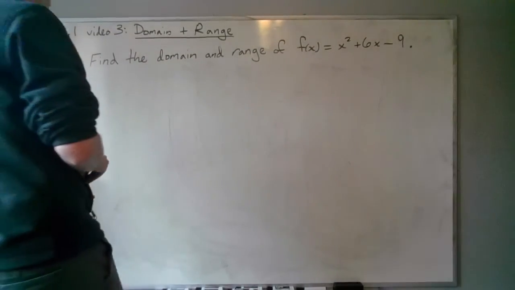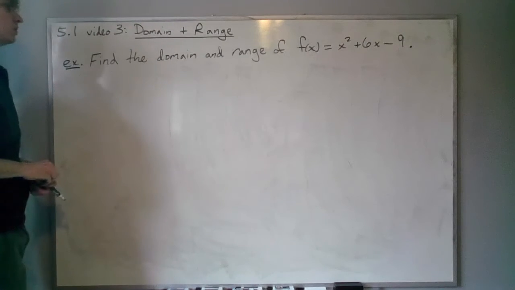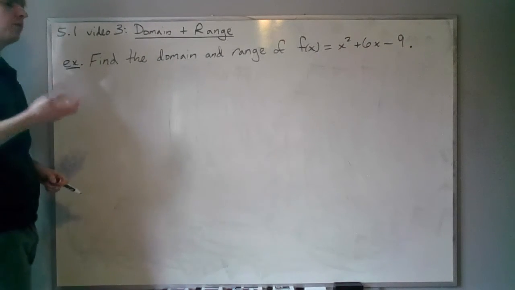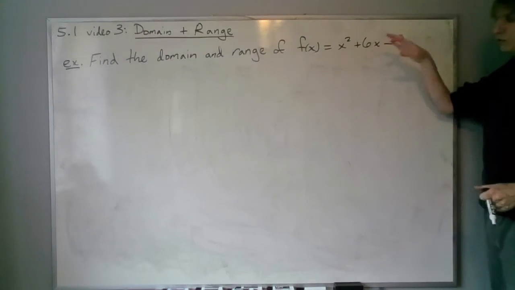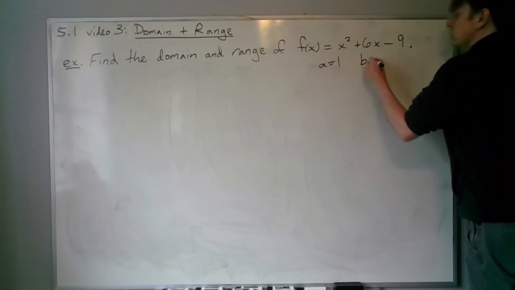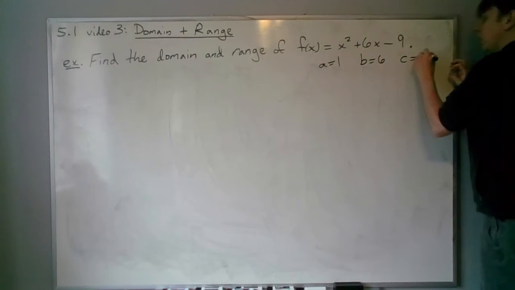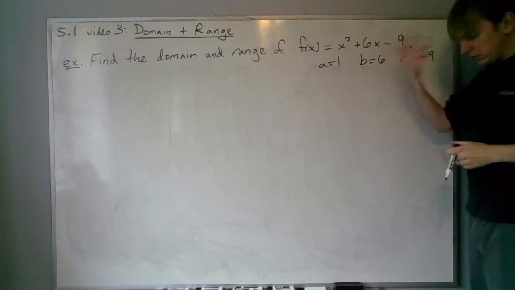Okay, in this video I want to talk a little bit about the domain and range of a quadratic function. So in order to get started, I'm first going to take this quadratic function and rewrite it in our standard form. So a is 1, b is 6, c is -9. I'm going to use our formula to find the vertex and the standard form.